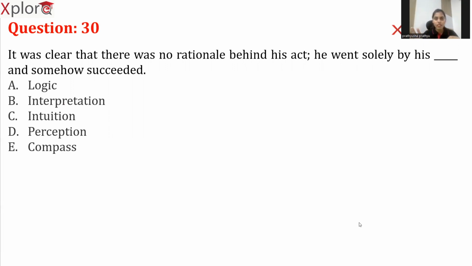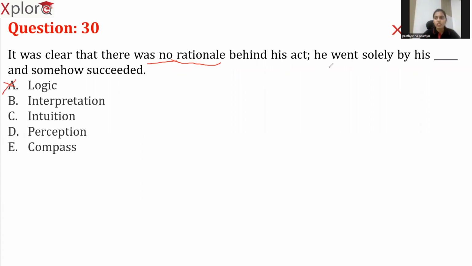He went solely by his blank, meaning he just did it by his blank, and somehow succeeded, he passed it. Okay, already you are saying that there is no rationale behind his act. So you are already saying that there is no logic. And how can you say that he went solely by his logic? If he has logic, why will you say that there is no logical reason behind it? Right? So eliminate option A.